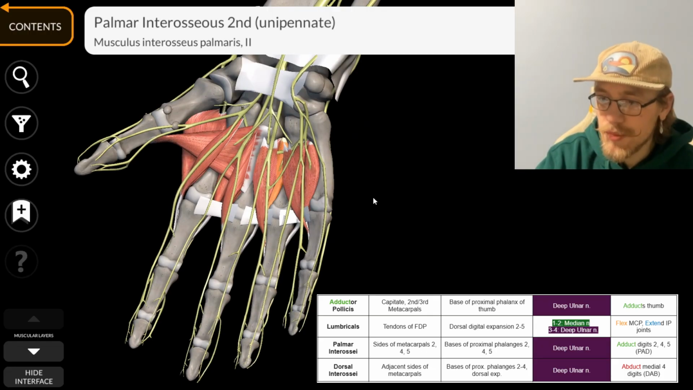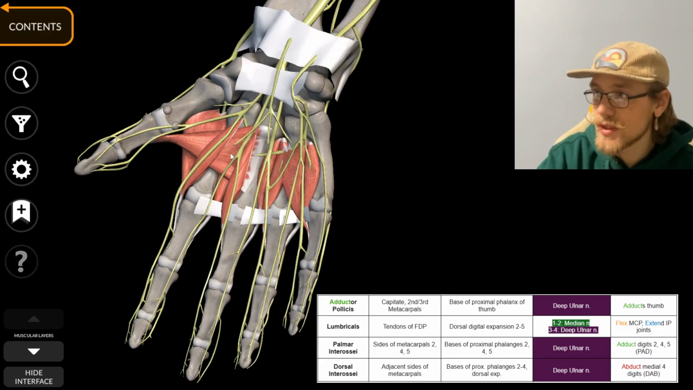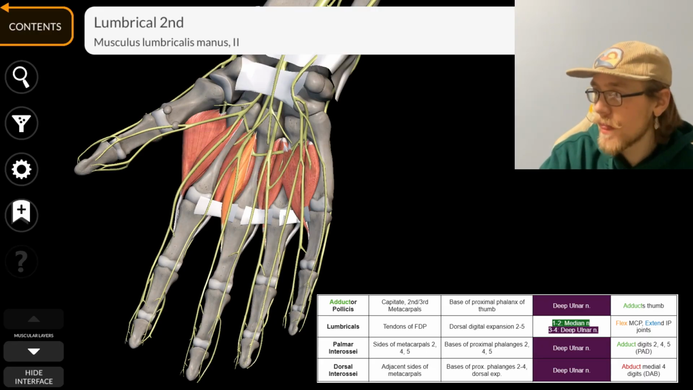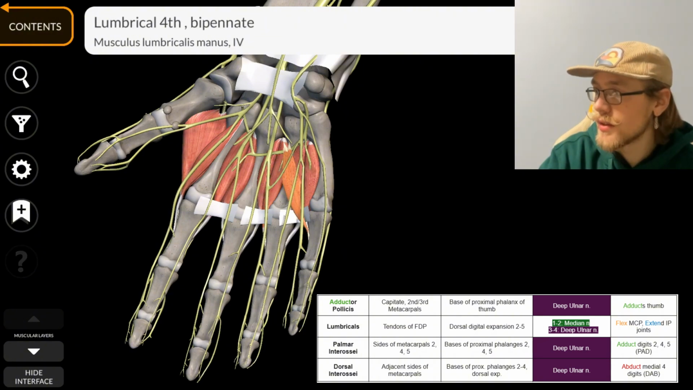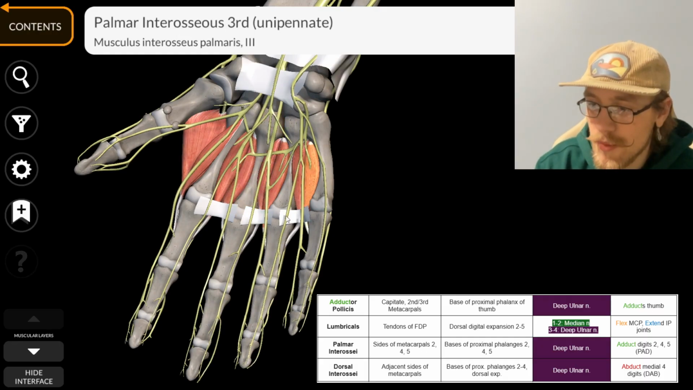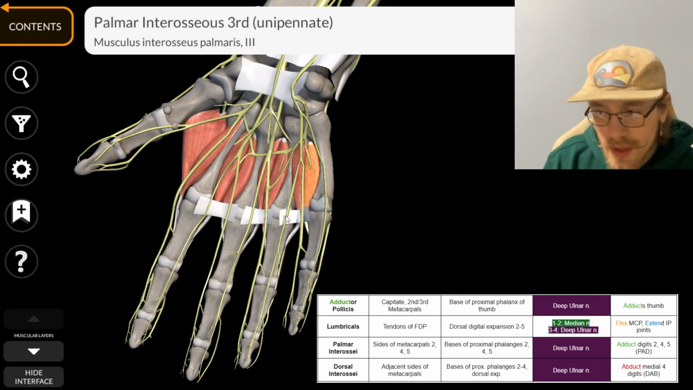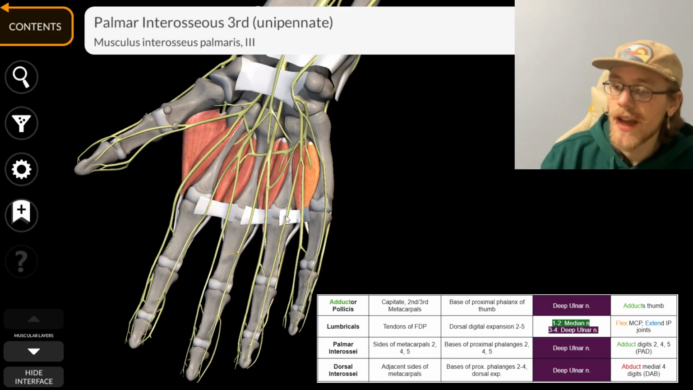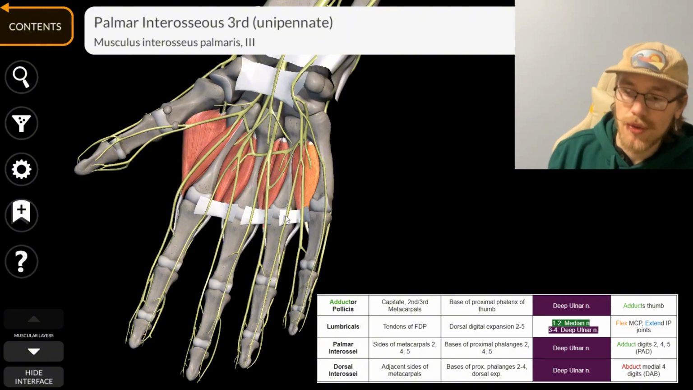We've also got the palmar interossei. So let's hide these lumbricals here for a second. We've got 3 of these palmar interossei. There's 1 there. There's 2 there. And there's 3 there. So 3 palmar interossei, 1, 2, and 3. Those are going to come from the sides of our metacarpals 2, 4, and 5. They're going to go to the base of our proximal phalanges 2, 4, and 5. Come from the deep ulnar nerve. They're going to adduct our digits. So that's going to be these guys. Boom. Next is our dorsal interossei.